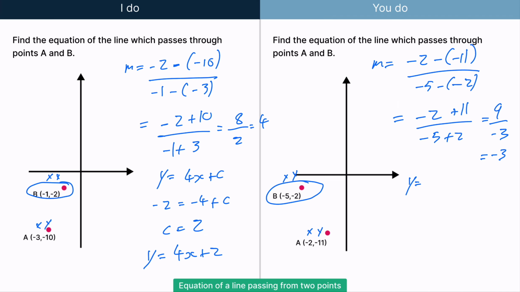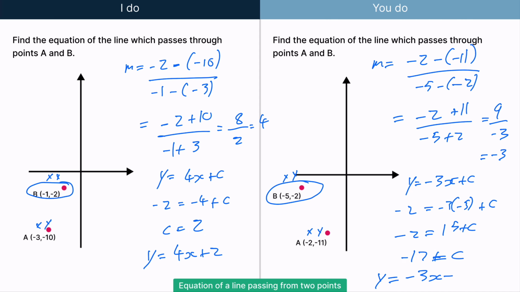So the gradient is actually negative 3x plus c. Now I'll just substitute one of these points in. So I'm going to go with b again. So that's going to be that. Take away 5 times. Let's put that in actually. So that's minus 2 is equal to 15 plus c. And if I subtract 15 from each side, I get negative 17 is equal to c. So my final answer is y is equal to minus 3x minus 17.